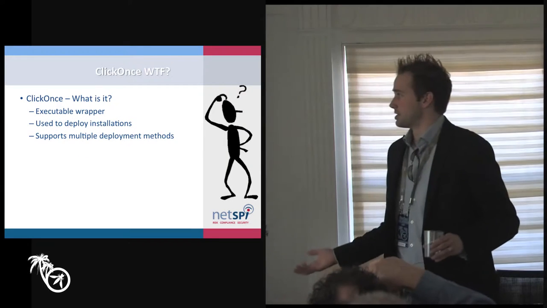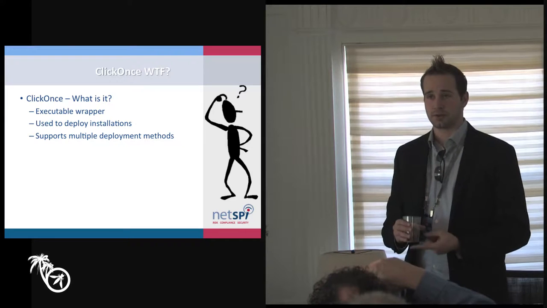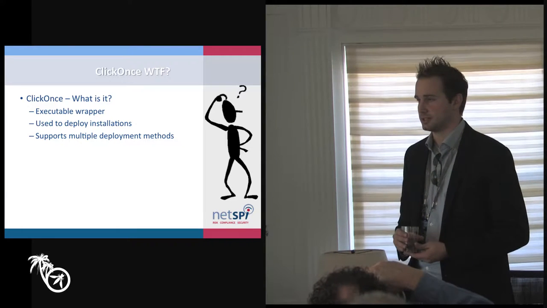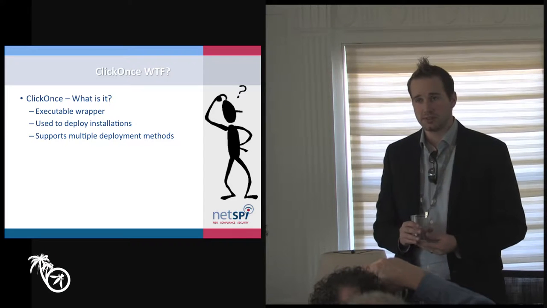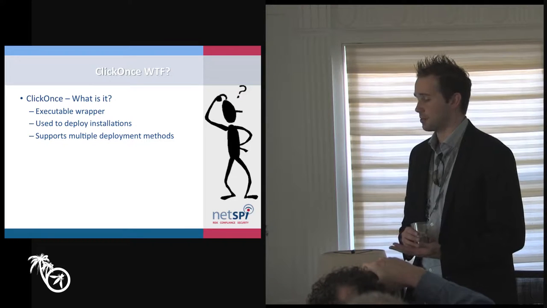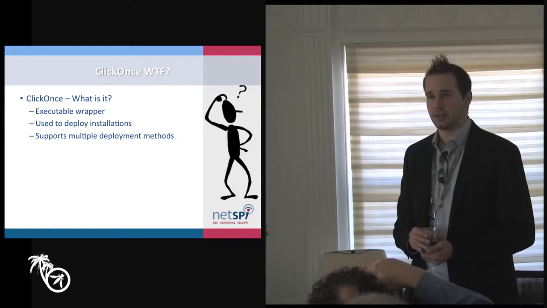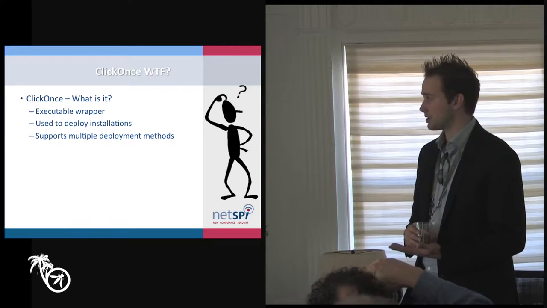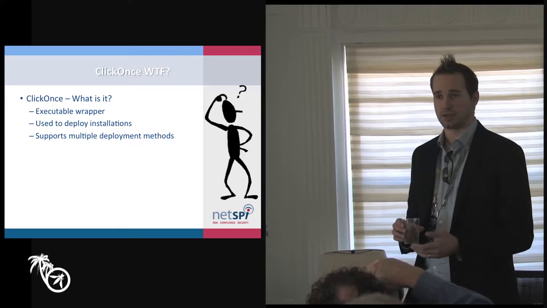So, ClickOnce, what is it? It's an executable wrapper that sits around basically any sort of code that you want to run on somebody's box. System admins generally use this to deploy applications throughout their internal network to whoever needs it. It's installed on a per-user basis in their local app data directory, and you don't need admin privileges as a user to actually install it.